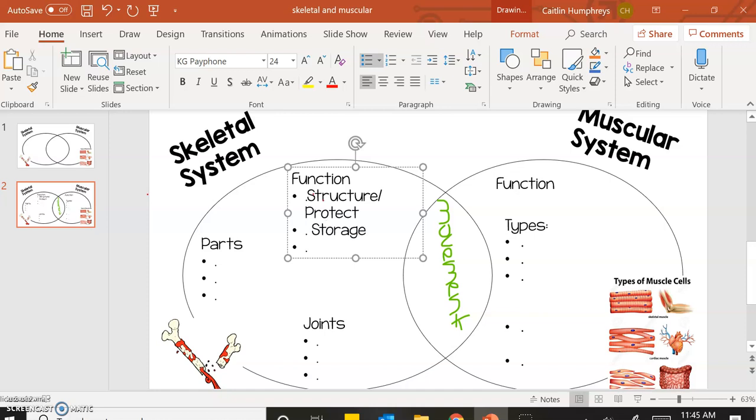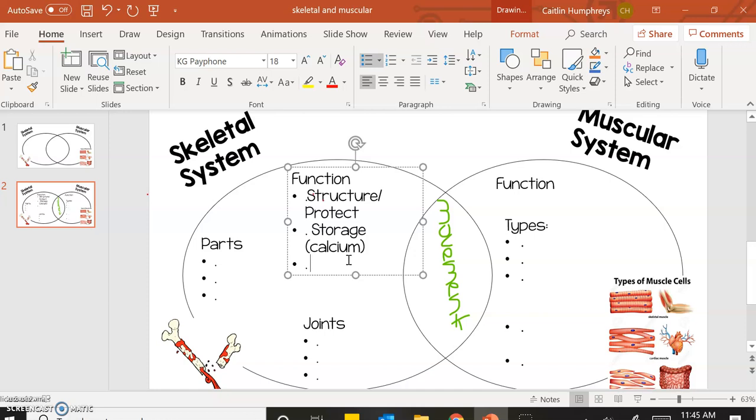It also stores stuff for us. The main thing it stores is calcium. And you don't actually have to know that it stores calcium. It stores some minerals and some healthy things that we really enjoy and we're glad that we have, because our bones can store those. Now, the super cool fun thing that it does is it makes our blood.